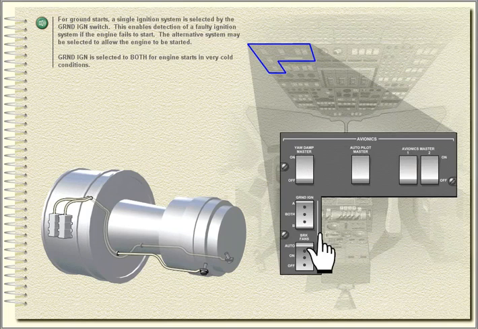For ground starts, a single ignition system is selected by the ground ignition switch. This enables detection of a faulty ignition system if the engine fails to start. The alternative system may be selected to allow the engine to be started. Ground ignition is selected to both for engine starts in very cold conditions.